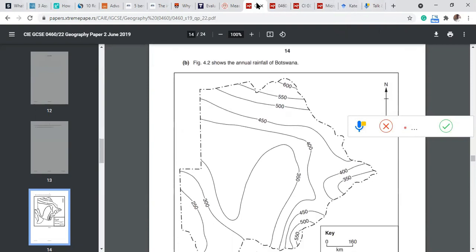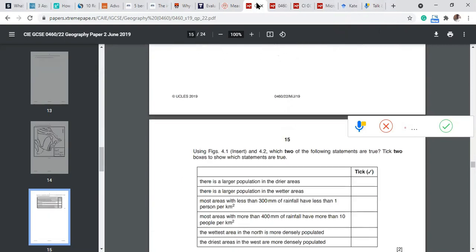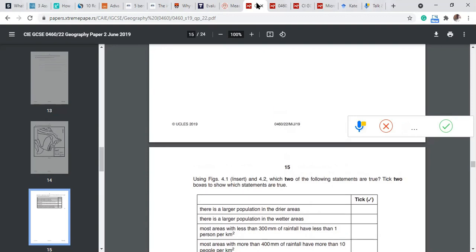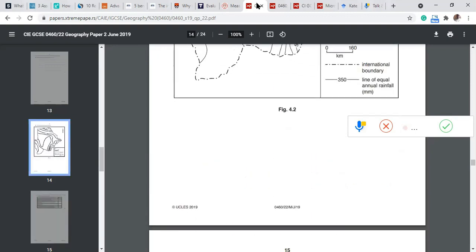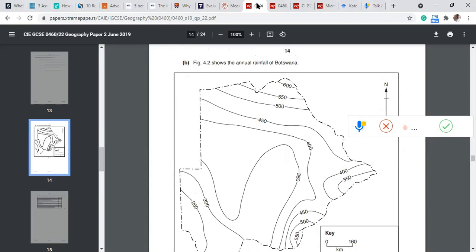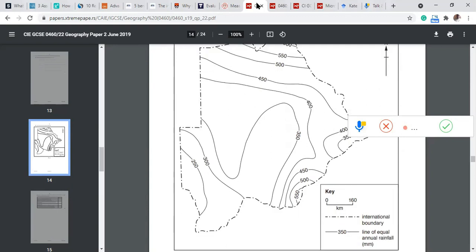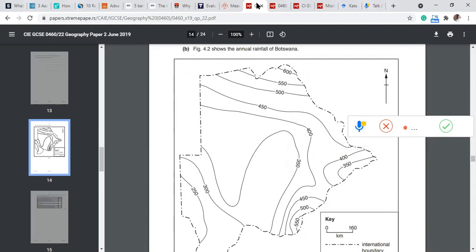So show the annual rainfall in this one. This figure 4.1 and 4.2: which two of the following statements are true? Okay, that one we just saw. So those places that have population have the largest rainfall. You can see it here. While those places that don't have plenty of population have the least rainfall. You can see the 350. This is a line showing places of equal rainfall.